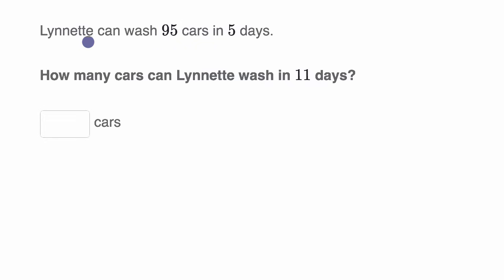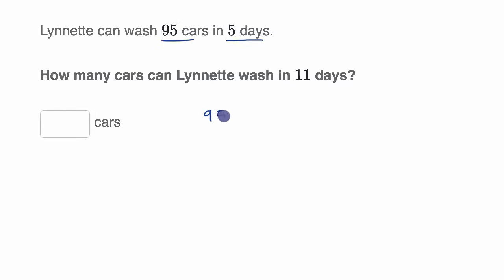So we're told that Lynette can wash 95 cars in 5 days. How many cars can Lynette wash in 11 days? So like always, pause this video and see if you can figure this out. The way that I would like to tackle it is, given the information they gave us, 95 cars in 5 days, can we figure out how many cars she can wash per day? How many cars in 1 day? And then we could just multiply that by 11 to figure out how many she could wash in 11 days.